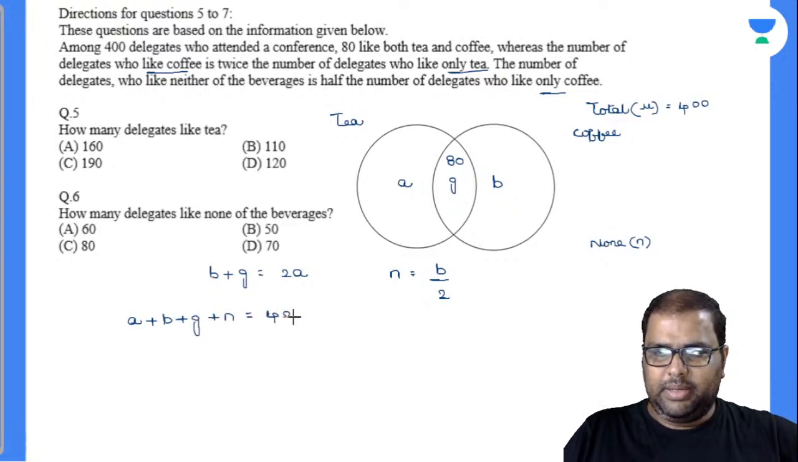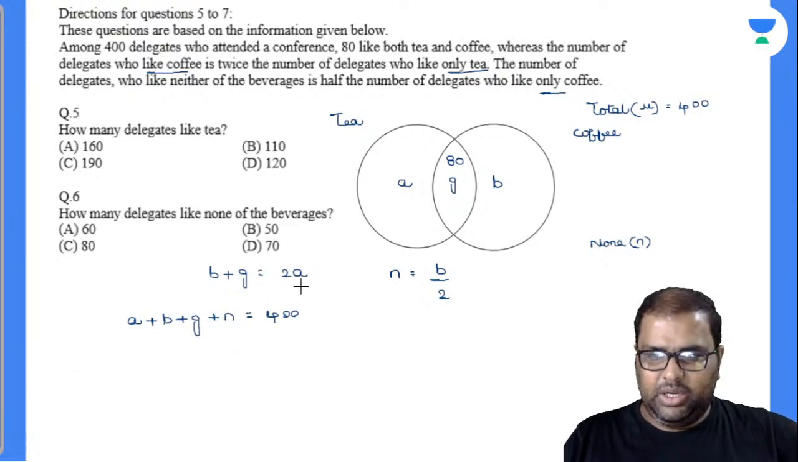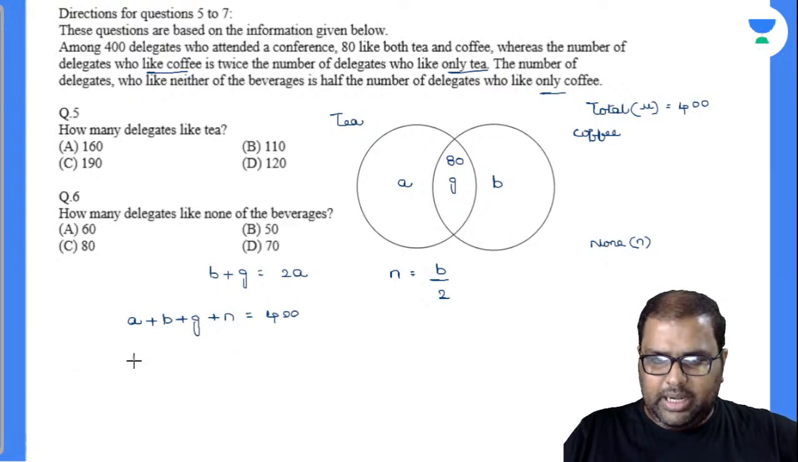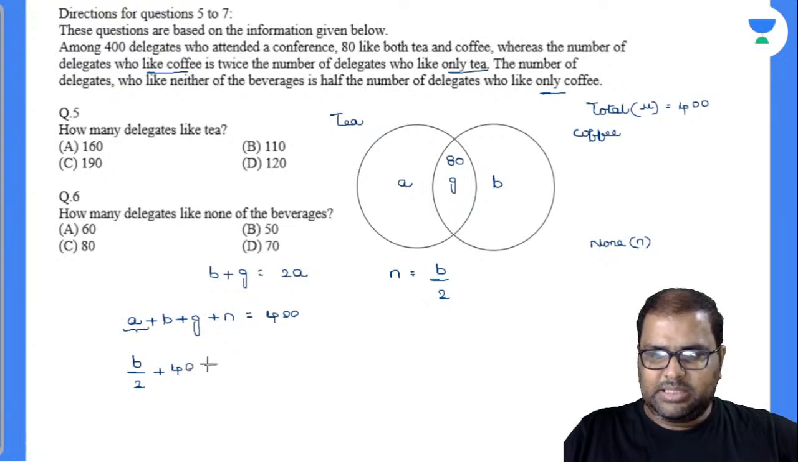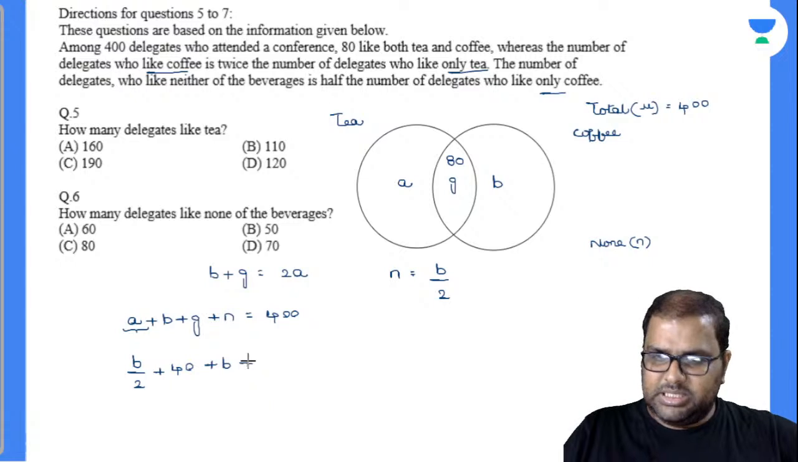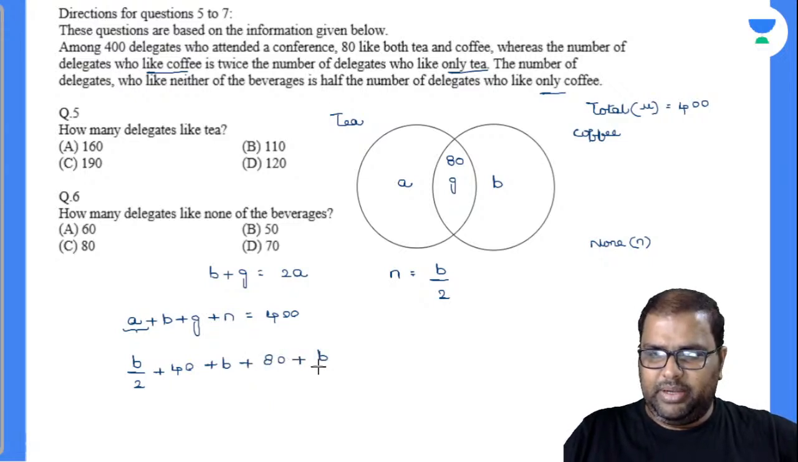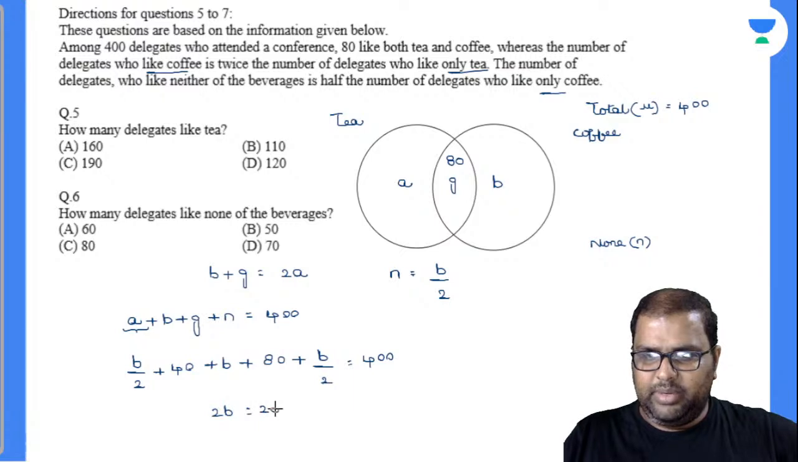So I'll do it like this. In the place of A, I'll write down B plus G by 2. So can I write it like this? B by 2 plus G is automatically 80, so G by 2 will be 40. In the place of A, I'm writing this, plus B plus G value, you already know it is 80, plus N. In the place of N, can I write down B by 2? So in order to find out my alphabets, all 400. So B by 2 plus B will be 2B, and this 40 plus 80 will be 120.